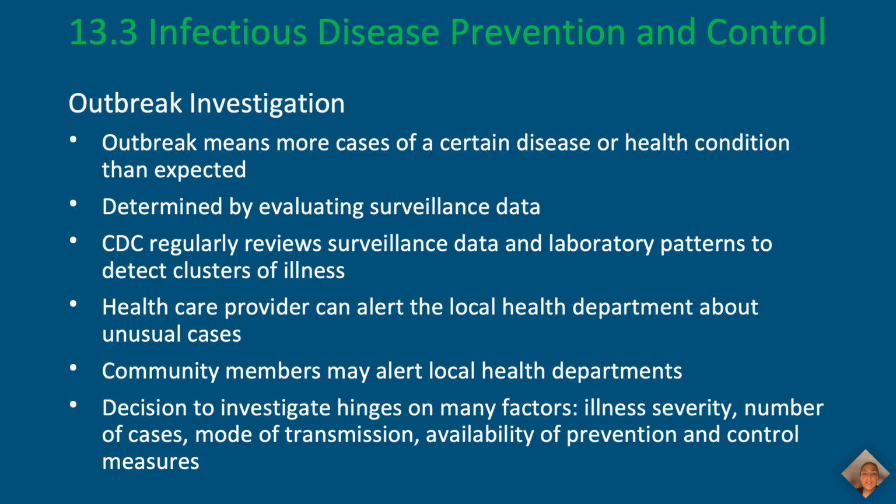So an outbreak means more cases of a certain disease or health condition than expected. These are determined through that surveillance data, which is part of why it's so important. And then the CDC regularly uses this surveillance data and laboratory patterns to detect clusters of diseases. Healthcare providers can alert the local health departments about unusual cases. So again, that's where nurses are alerting the public health departments, and community members can also alert the public health departments. And then the decision hinges on many important factors.